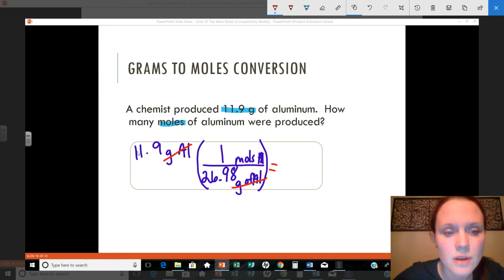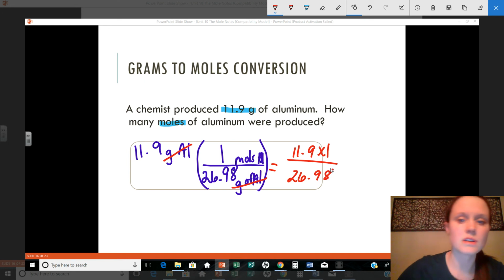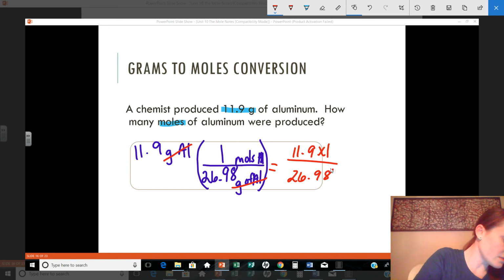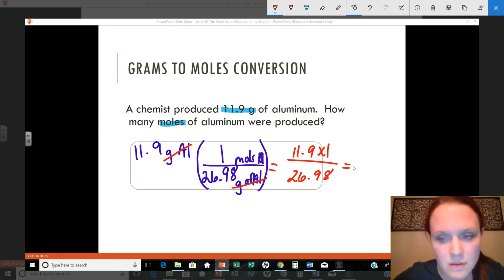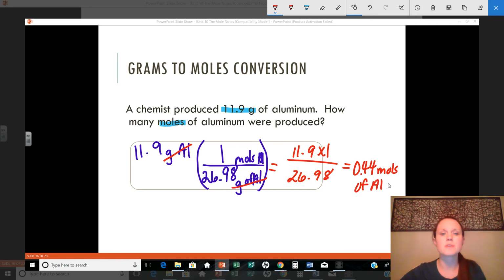Now I'm going to multiply across the top: 11.9 times 1. Multiply across the bottom: 26.98. Then I'll divide 11.9 by 26.98. And that gives me 0.44 moles of aluminum.